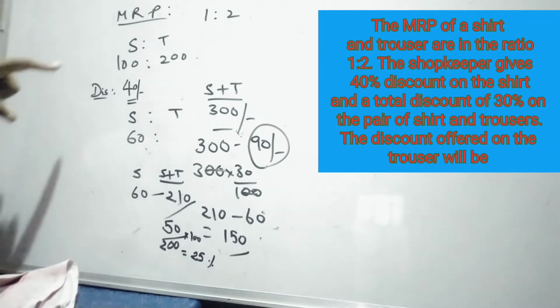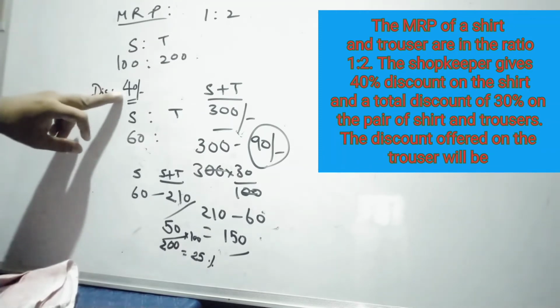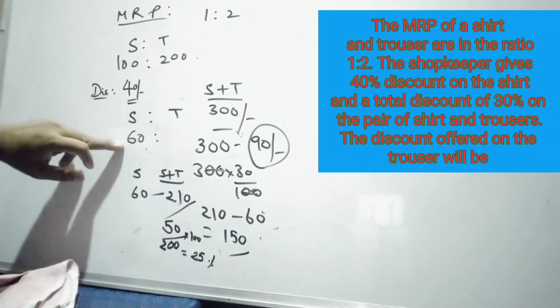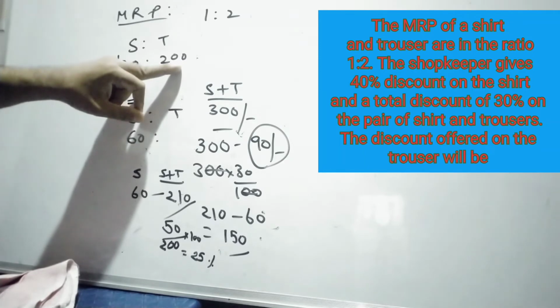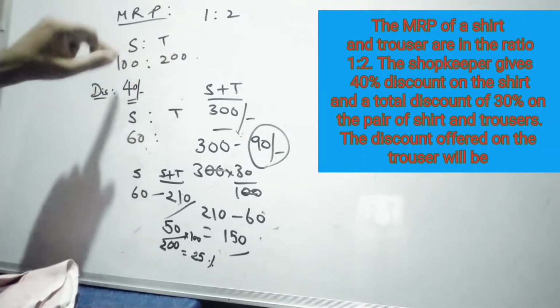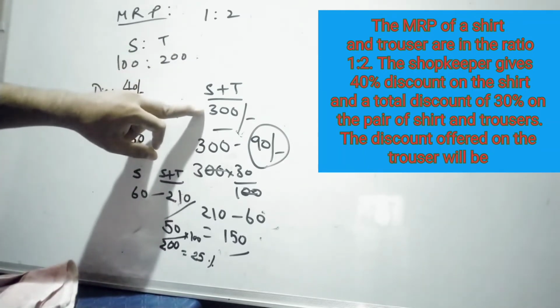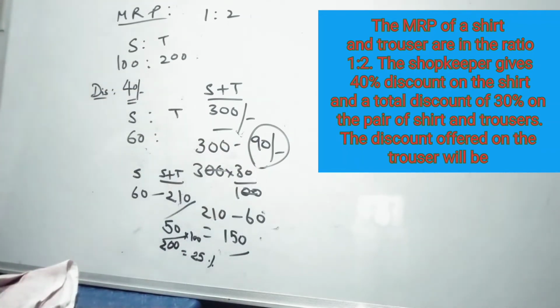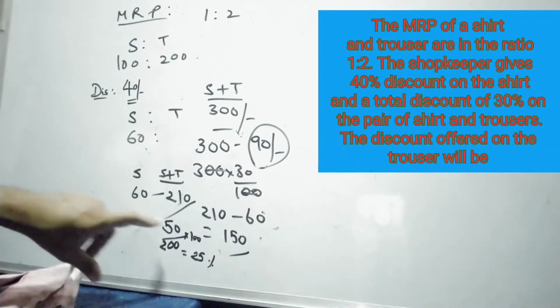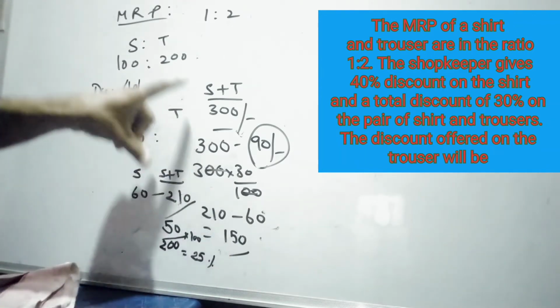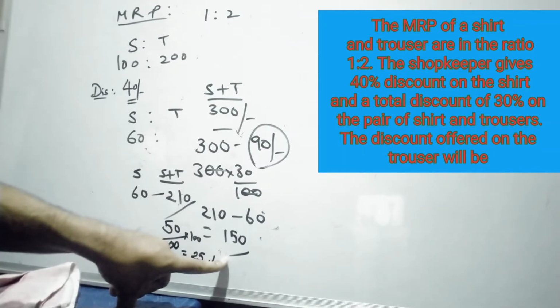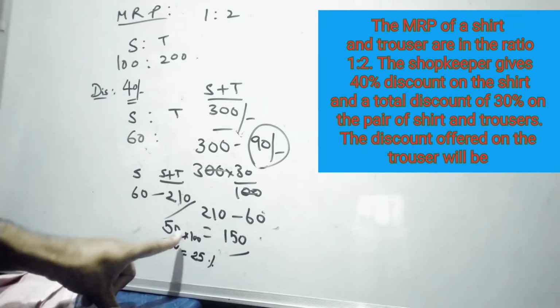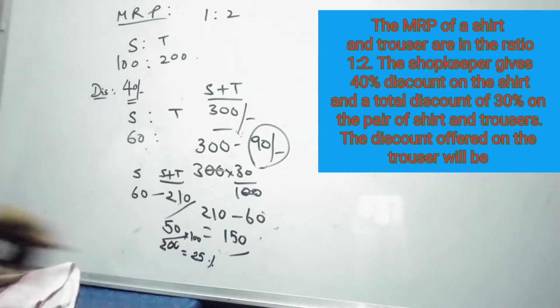So what we have done: 100 rupees was a shirt, 40% discount, that is 40 rupees, it became 60. 200 is the trouser. The total discount given on shirt plus trouser, 300 rupees, is 30%, that is 90 rupees discount, that is 300 minus 90, which is 210. So the difference of 210 and 60 is 150. So the 200 trouser became 150, that is 50 rupees less. 50 out of 200 into 100 is 25%, which is the answer. So the discount offered on the trouser is 25%.